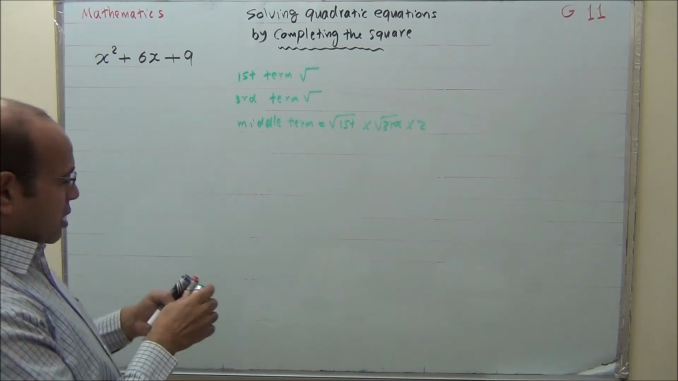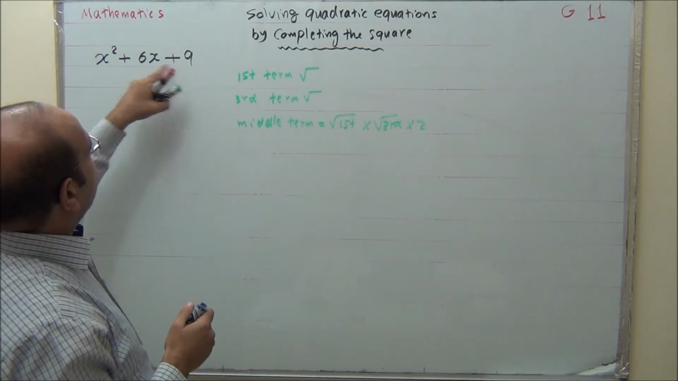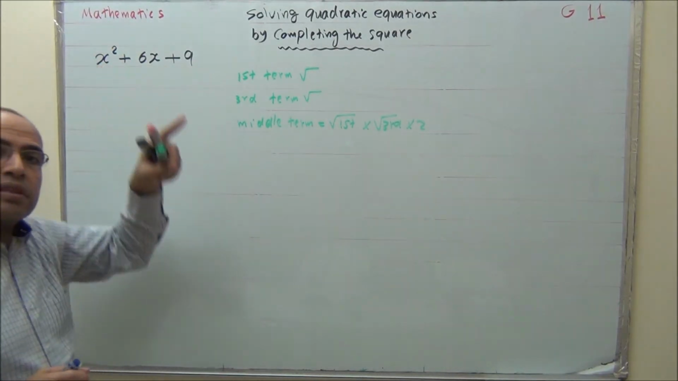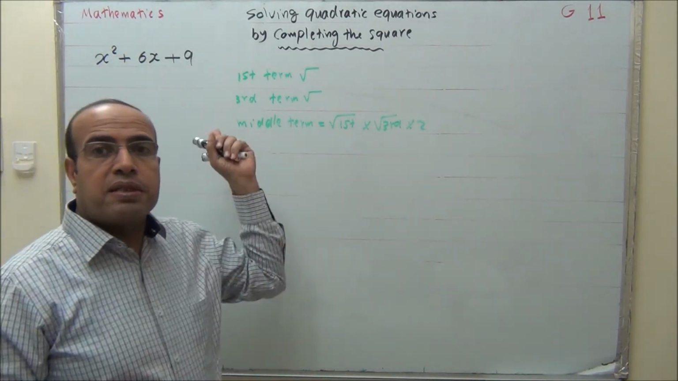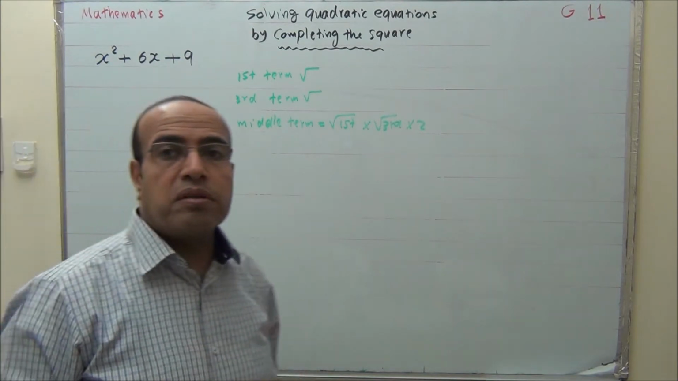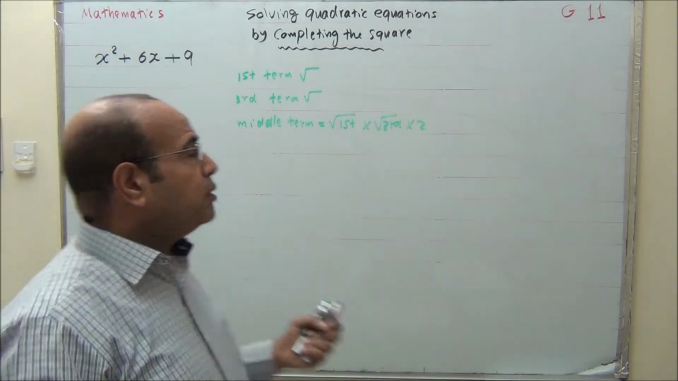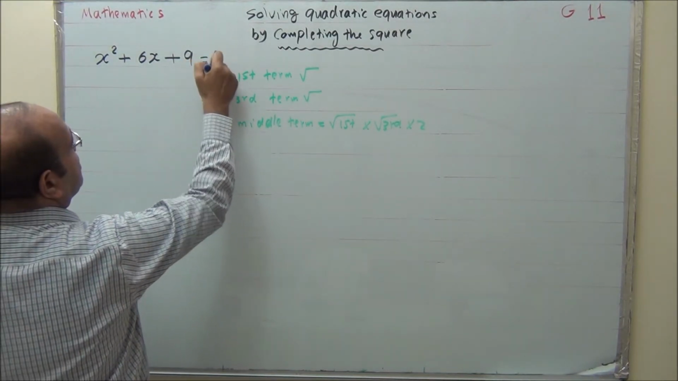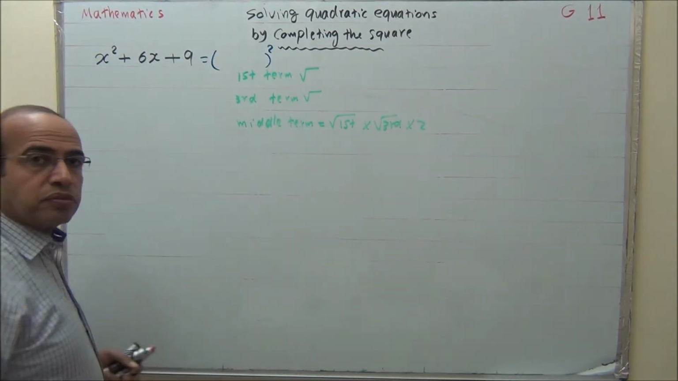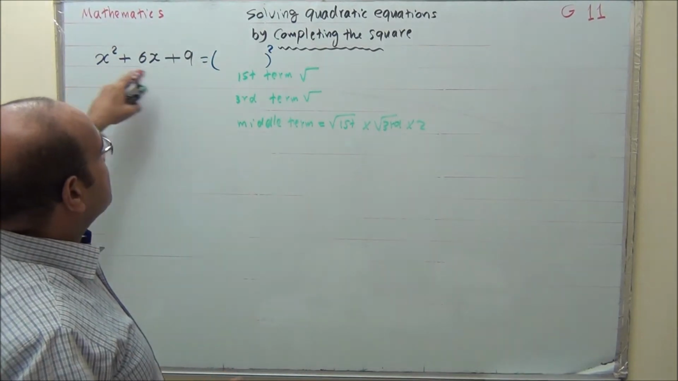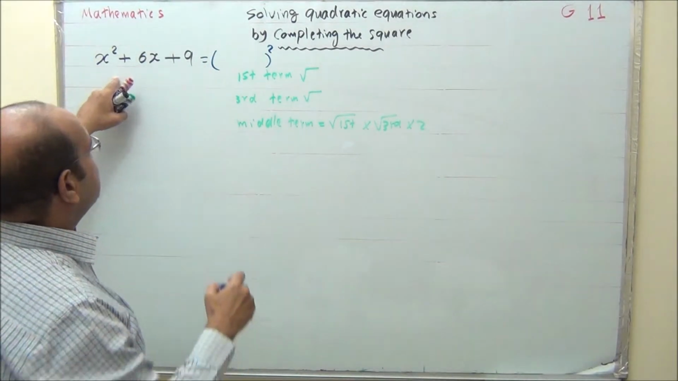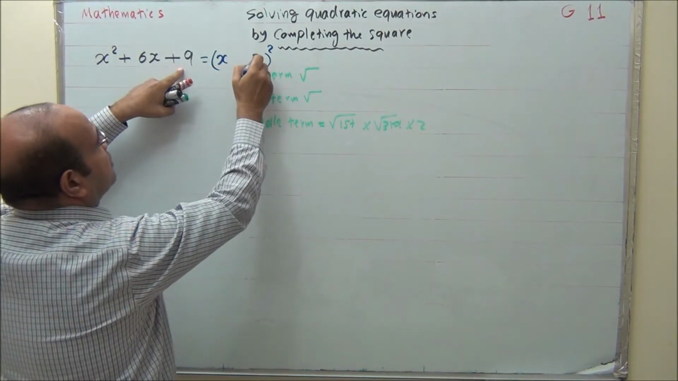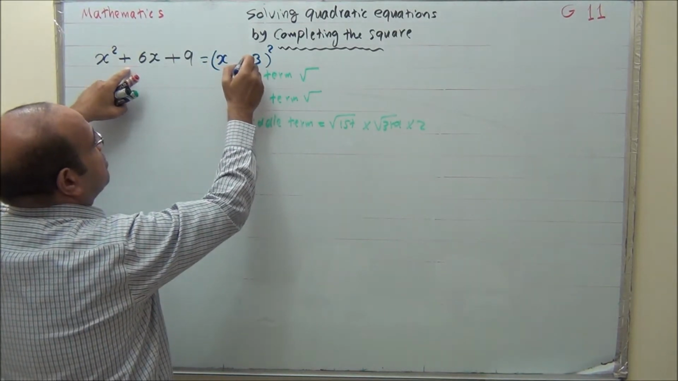Look at this. The square root of x squared is x, the square root of 9 is 3, x times 3 is 3x, times 2, it is 6x. So this is called a perfect square. How to write this? We can write this as a bracket to the power 2. We take the square root of the first, the square root of the last, and the sign of the middle term. The square root of x squared is x, the square root of 9 is 3, and the sign of the middle term is positive.